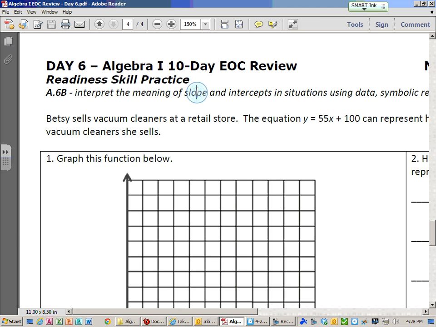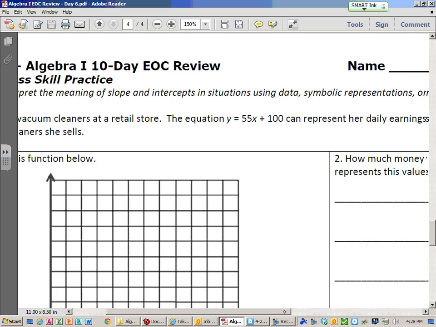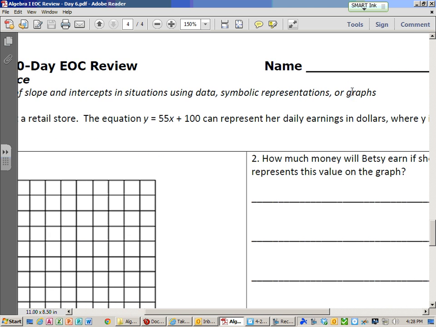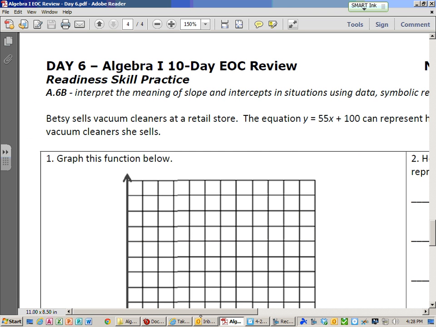Today, you're going to be interpreting the meaning of slope and its intercepts in situations such as data, symbolic representations, graphs, and so on, right? Some stories and so on, right? So let's see what we have here.